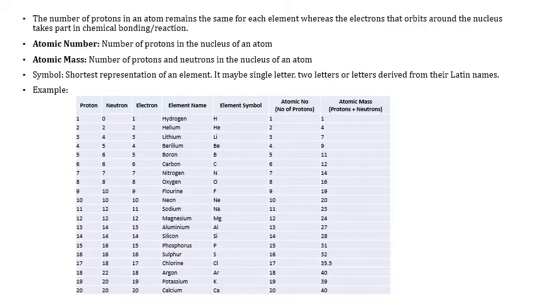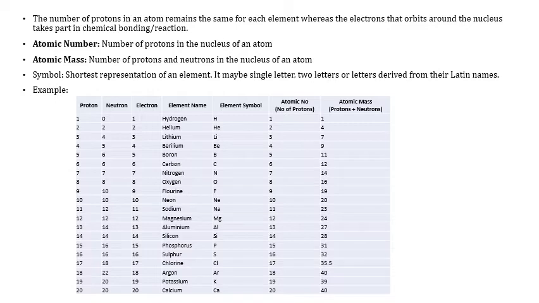Now, how do we represent the elements? Using a short method. The shortest representation of an element is its symbol. It may be a single letter, two letters or letters derived from their Latin names. For example, the symbol of hydrogen is H. Helium is He. Here, the first letter should always be a capital letter. The second letter should always be a small letter.